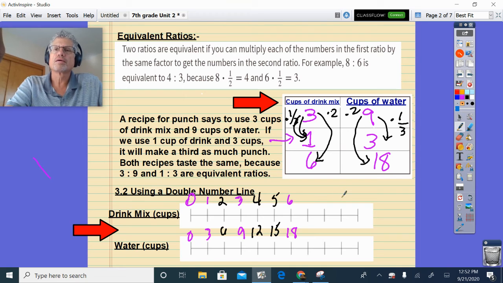Say I wanted to go all the way out here to 10 cups of mix. Well, that would be what? Would it be 30 cups of water? Yes, it would be. Because again, what am I doing? I'm multiplying times 3.